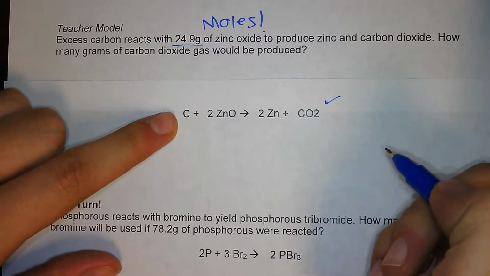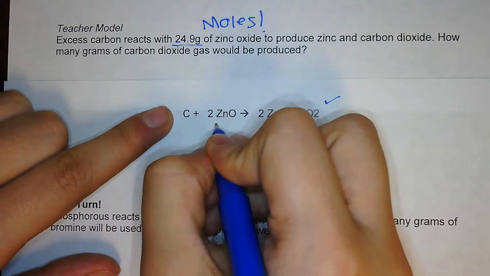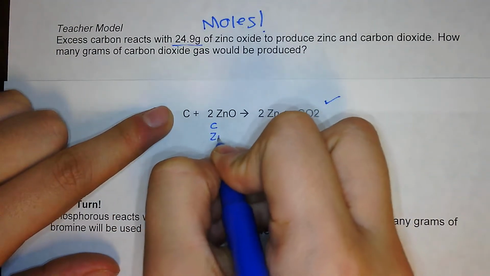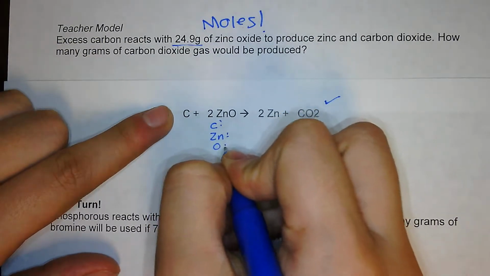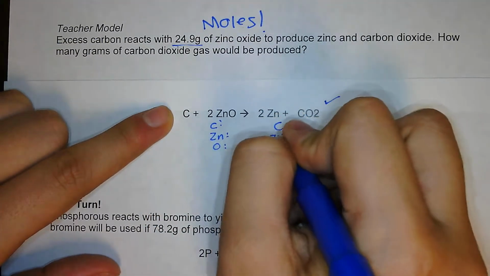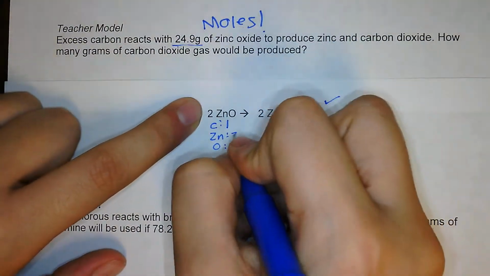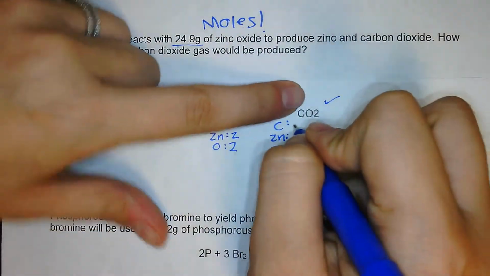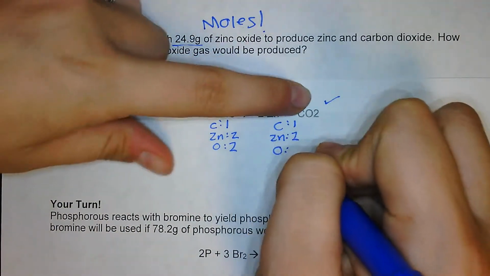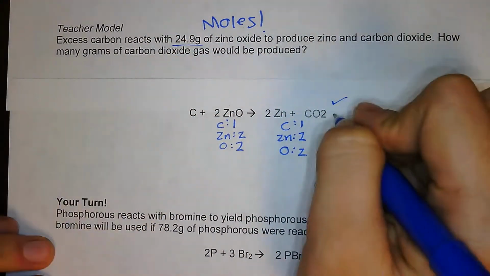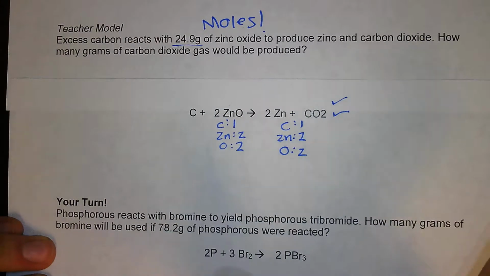Step 2, we're going to make sure it's balanced. I have carbon, zinc, and oxygen on this side. I have carbon, zinc, and oxygen on this side. I got 1 carbon on this side, 2 zincs, 2 oxygen. 1 carbon on this side, 2 zincs, 2 oxygen. I'm balanced. Boom. I got an equation and I'm balanced.